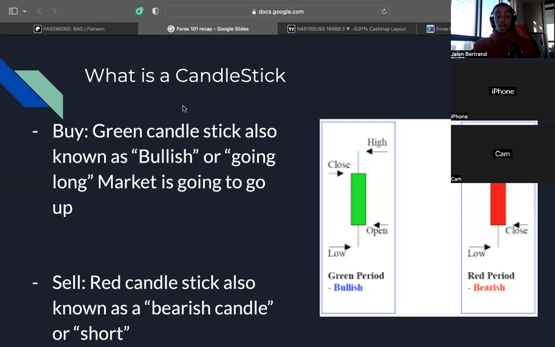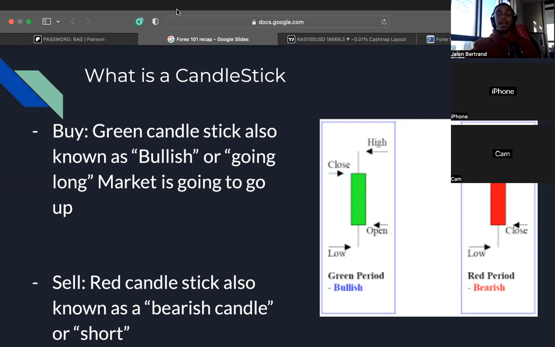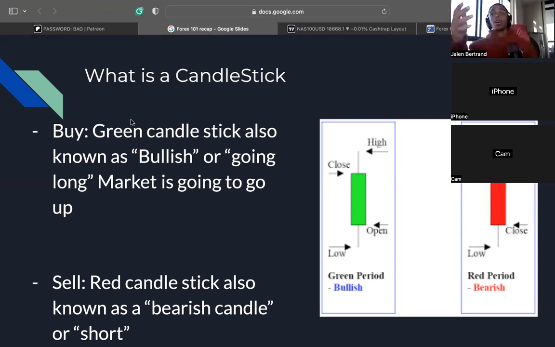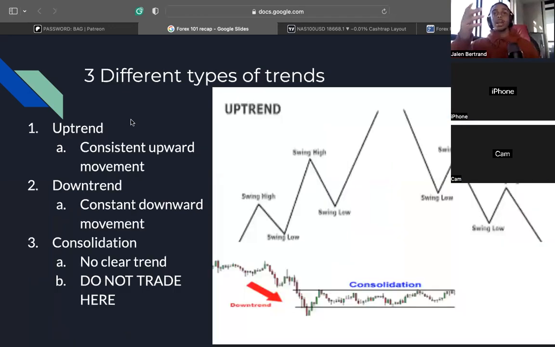So for those of y'all that we went over so far, we went over a buy, we went over a sell, and now we're about to go over trends. For those of y'all that are on Instagram Live, I'm explaining it on both. I want y'all to understand, so stick with me. I'm explaining this as best as I can because I want everybody to understand what's going on.